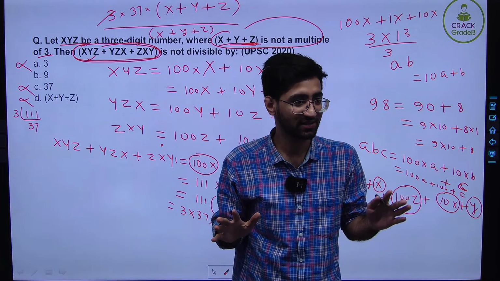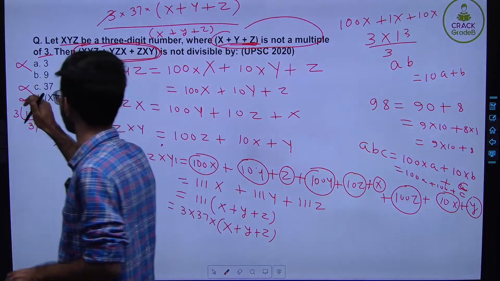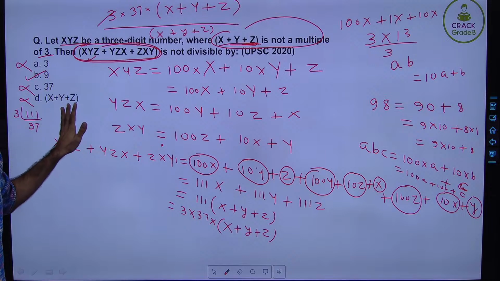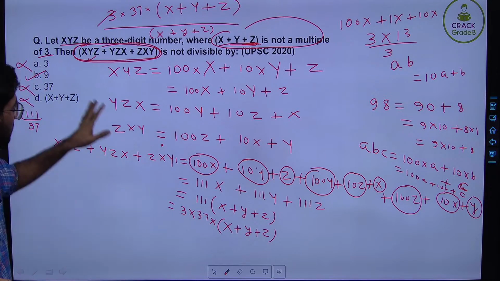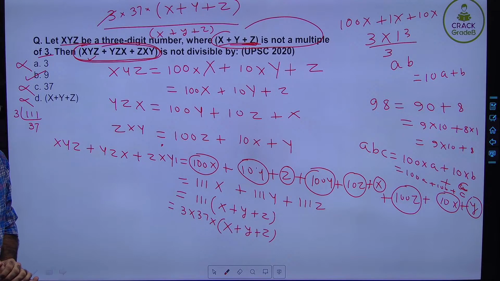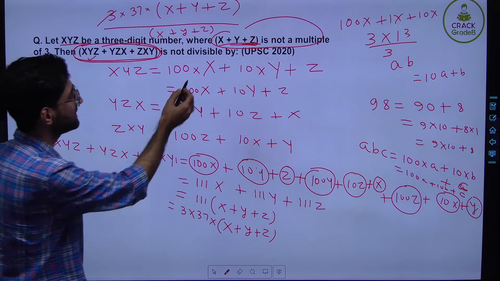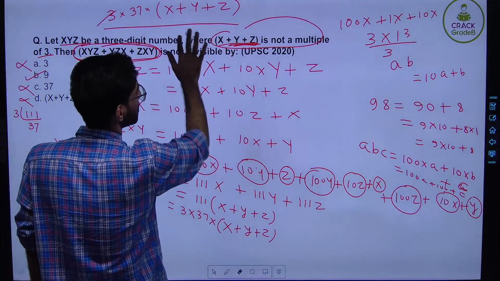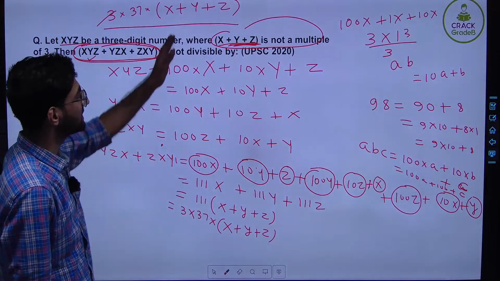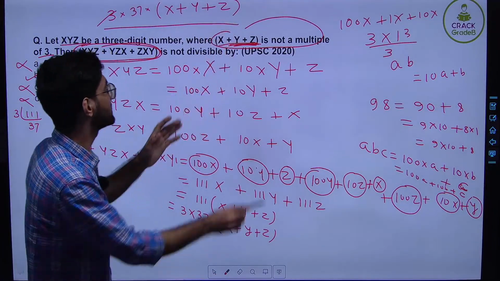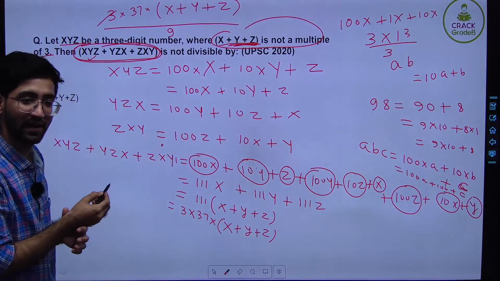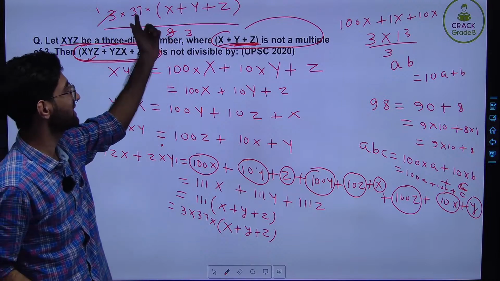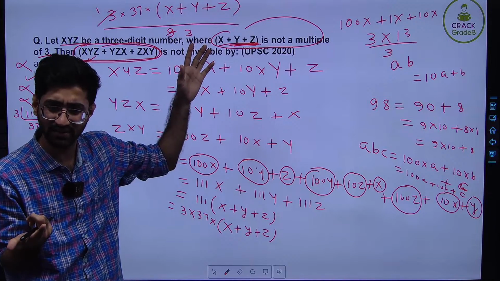Are you able to get the point? Okay. Although we can answer option B because we found that this number is divisible by 3, 37 and x plus y plus z, but why option B? Suppose you ask me why option B. Now read this line that x plus y plus z is not a multiple of 3. If it is not a multiple of 3, then if you divide it by 9, 3 into 1 and 3 into 3, obviously 3 and 37 are not going to divide each other in any way. They can't.